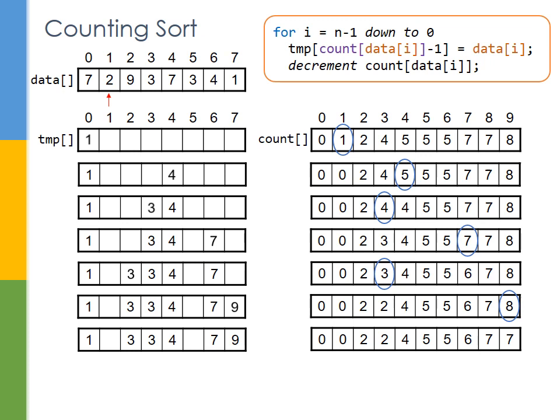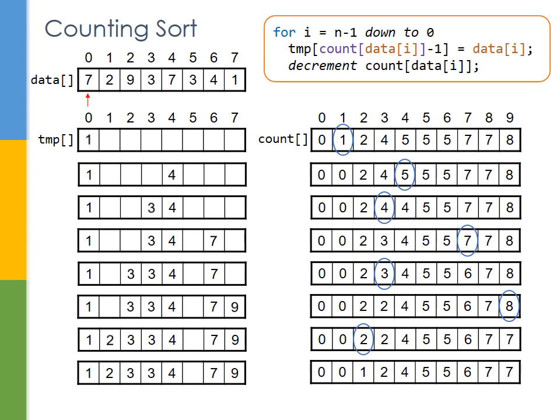So now we retrieve a value of 2. We access the count array at subscript 2, which gives us a value of 2. We subtract 1 from that, which is 1. So now we're updating the temp array at subscript 1, and we copy the value 2 to that location. So now we're almost done. We move our pointer in data along again, and we decrement the value of 2 in our count array.